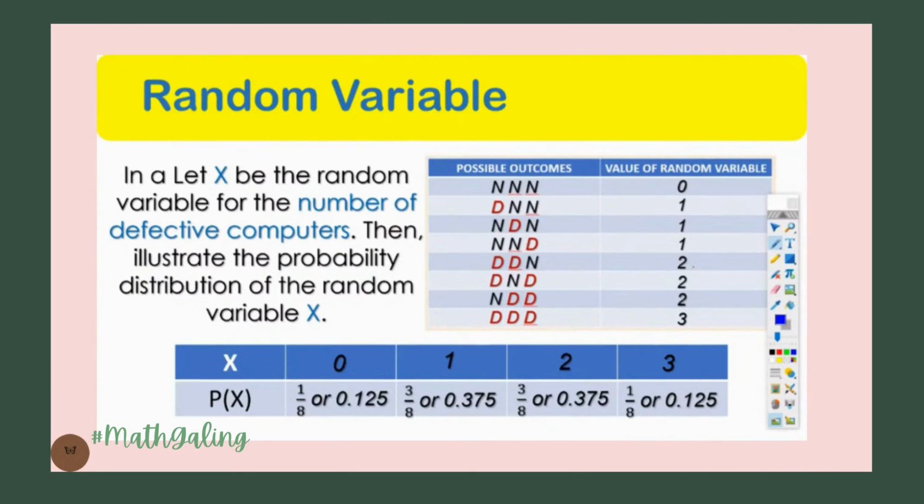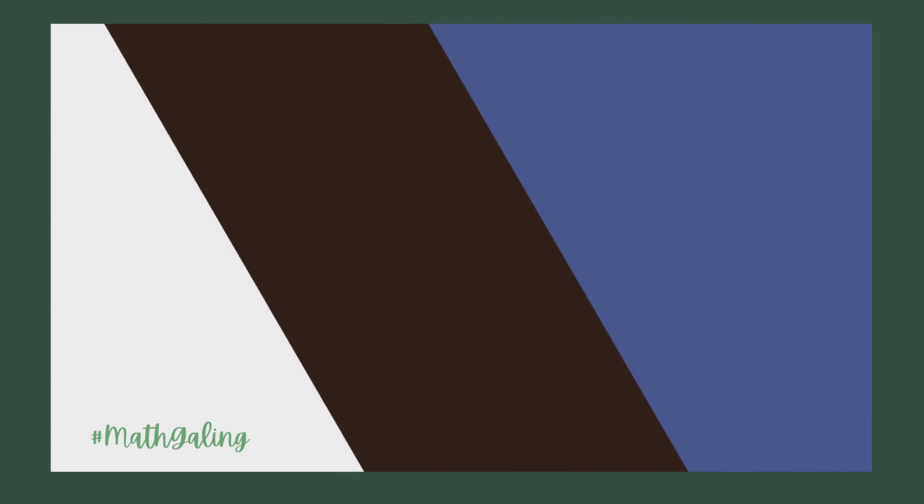So for us to complete this distribution table, we will no longer make the table we had back then. Instead, we are going to identify what its values are. So we have 8 different outcomes, right? In the 8 different outcomes, how many have 0 defective? That's 1 out of 8, or 0.125. Now, what about 1? That's 3 over 8, or 0.375. If 2, still 3 over 8, or 0.375. And the last will be 1 out of 8, or 0.125.